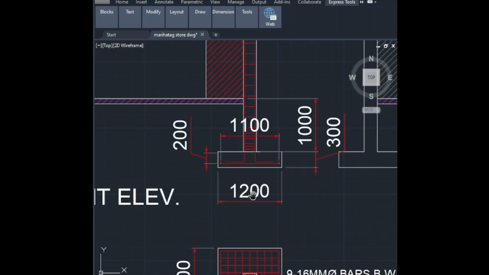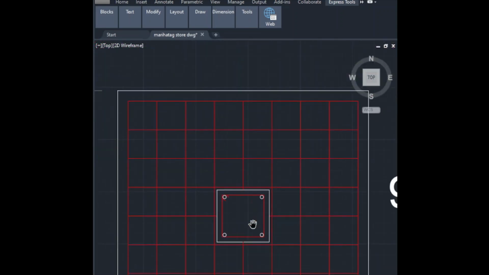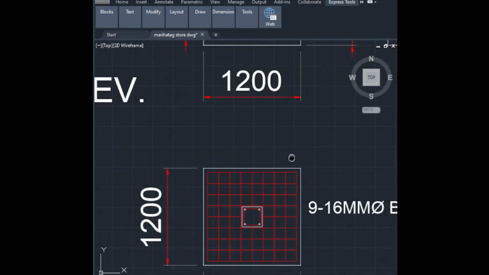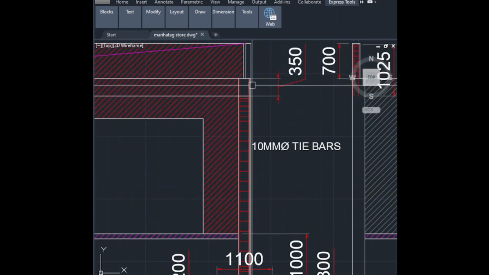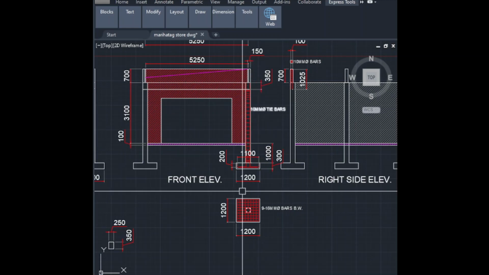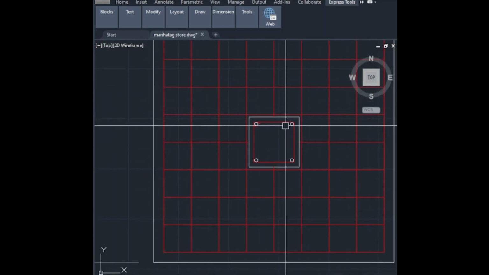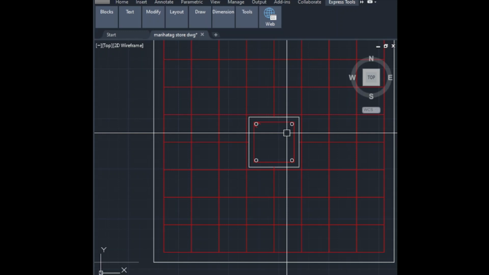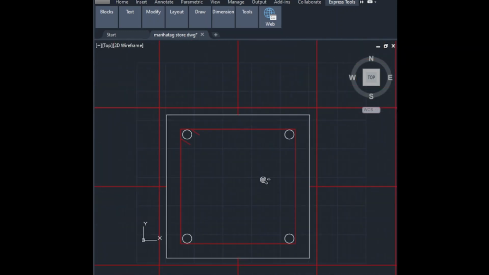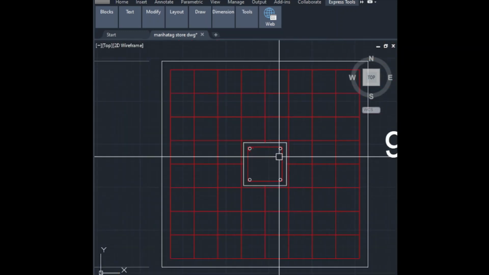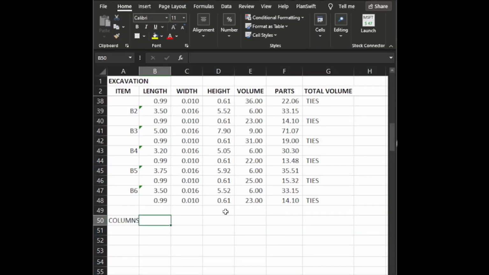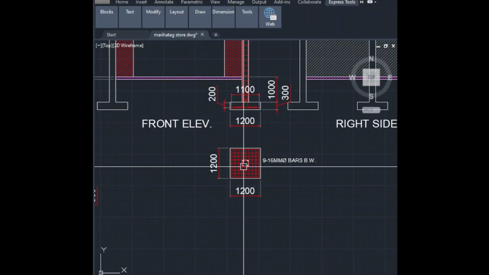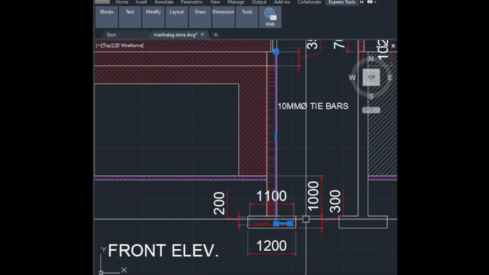Wait, guys. This is the column. We have 4 main bars, 16 mm main bars. This is one story only, guys, so I just put this one 60, but actually by the standard we need at least 6 vertical bars or main bars for the column. I just put 4 bars, column 4 bars.